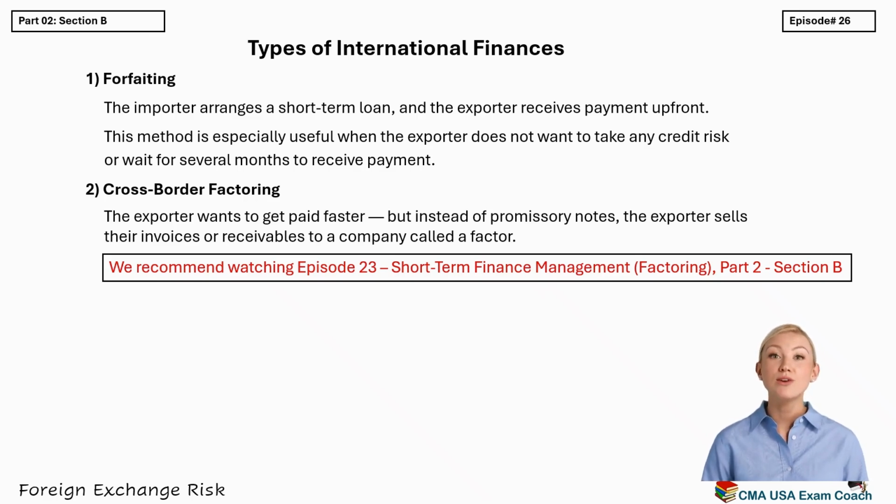So, in both forfeiting and cross-border factoring, the exporter does not have to wait or chase the buyer for money. They receive payment quickly and avoid risks related to delayed or missed payments. The main difference is, forfeiting involves promissory notes and is more suitable for larger deals, while factoring is based on invoices and is used more often for smaller, short-term sales.